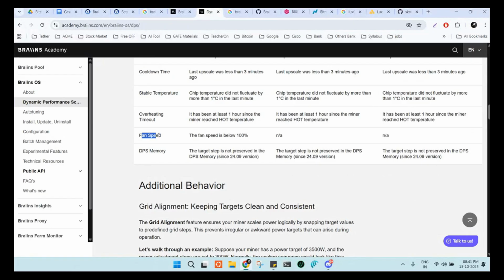Even the fan speed you can set. For fan speed, you just need to set the duty cycle, and based on the duty cycle you can change the fan speed, and it will be automatically controlled. If the temperature increases, the control board is the main boss. The control board will be able to manage all those things, the fan and all those things.